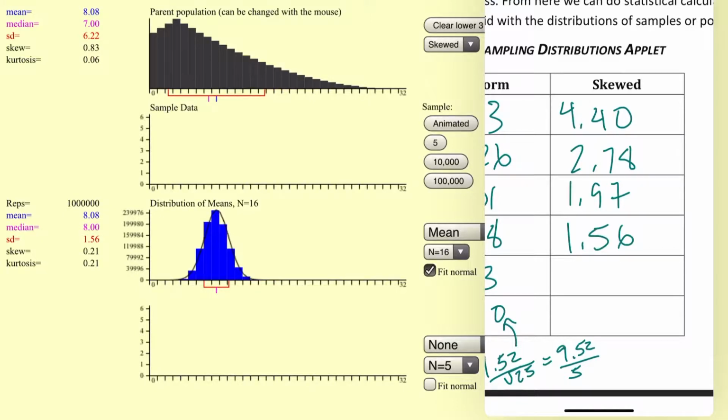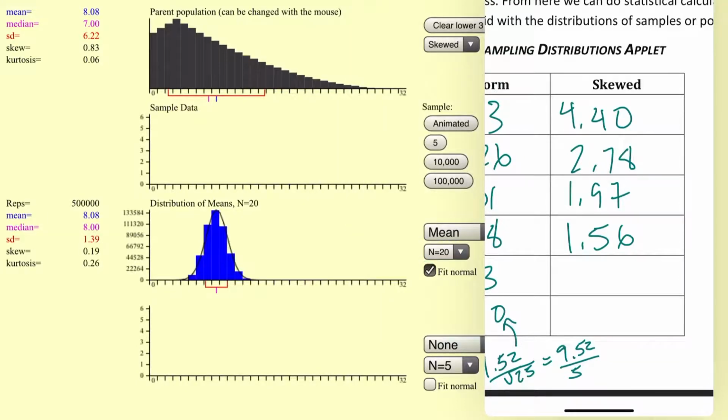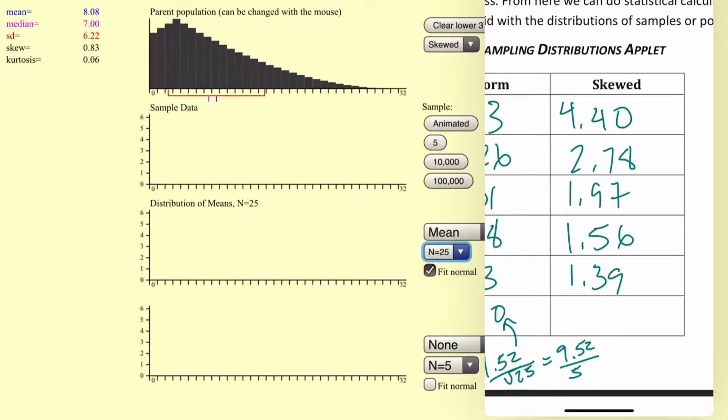And if I do 6.22 divided by 4, we'd get about 1.56. Just finishes out sample size 20. So that's a sample size of 20. There we go. 20 dots from our population. Then we get the mean, and we do that over and over again. And I get 1.39. And then lastly, sample size of 25.